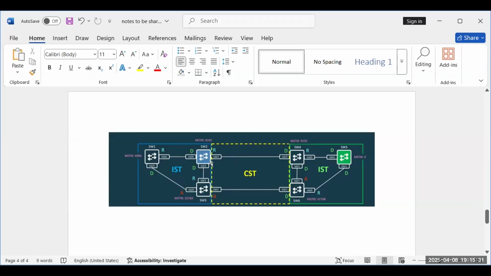Is it only in the CST case? Like, it is actually done only in the CST case or anything else? No, this is only for the CST, yes. This election process happens only in the CST.